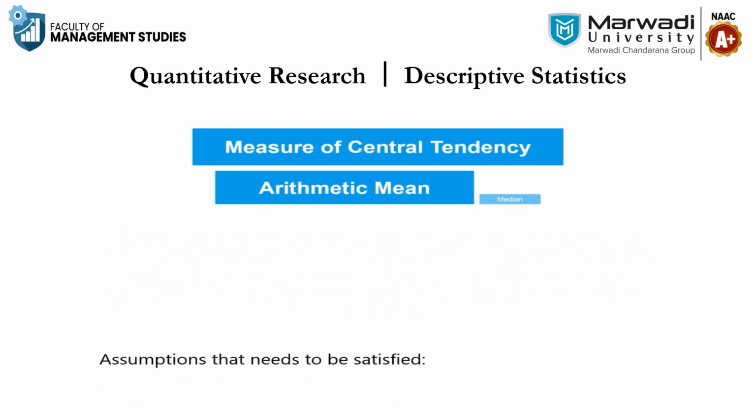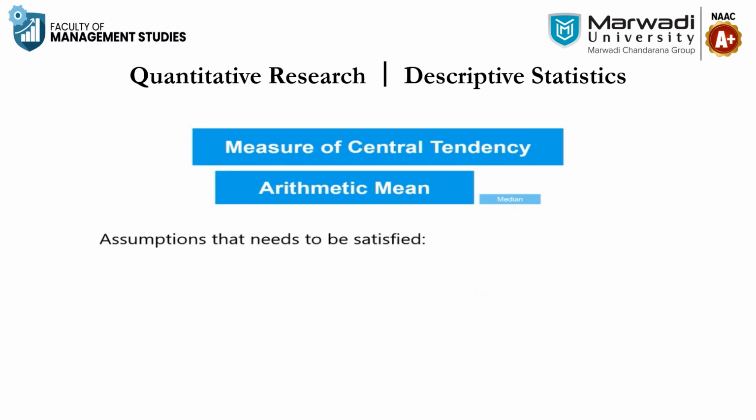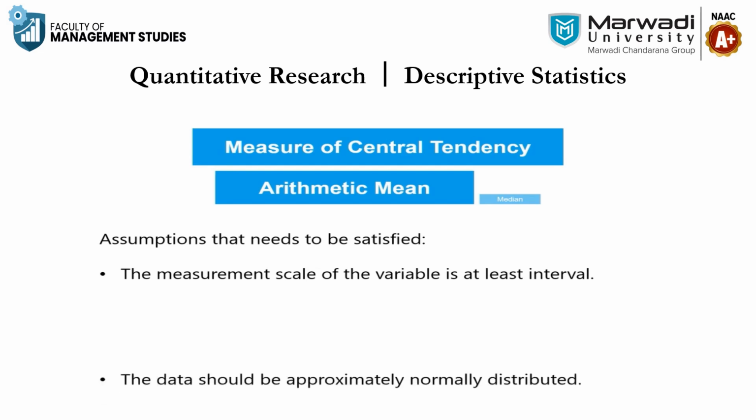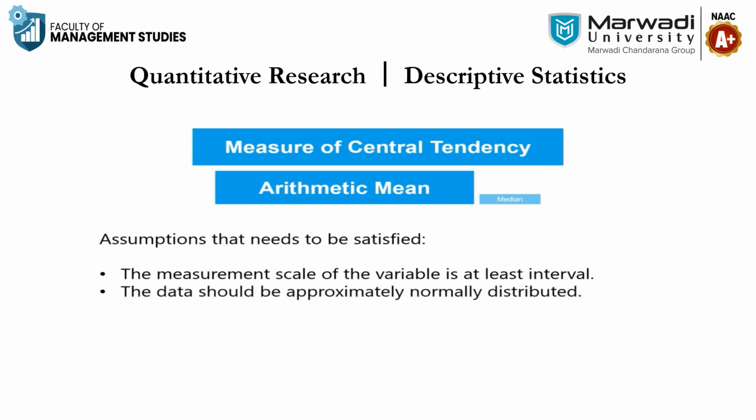There are several assumptions that you need to satisfy before you can use the arithmetic mean. If at least one of the assumptions are not satisfied, then you cannot use it. Listed below are the assumptions. The measurement scale of the variable is at least interval. The data should be approximately normally distributed. And the data should not contain significant outliers.